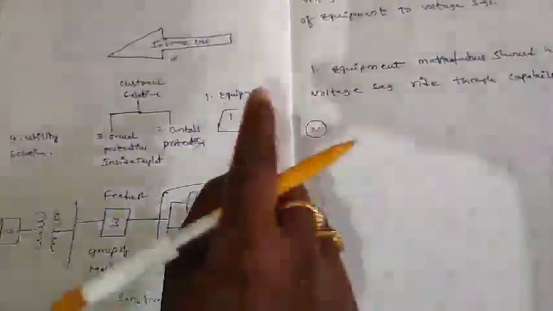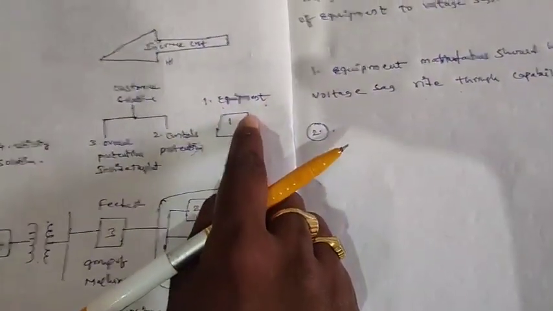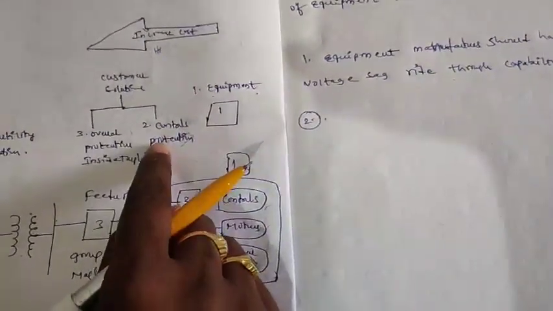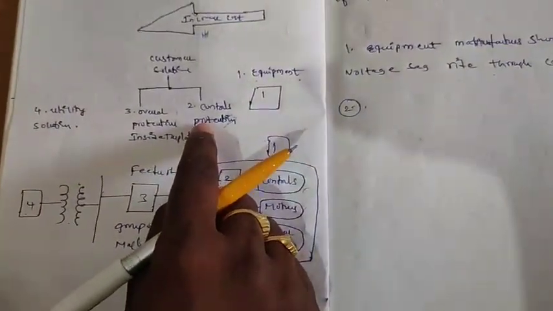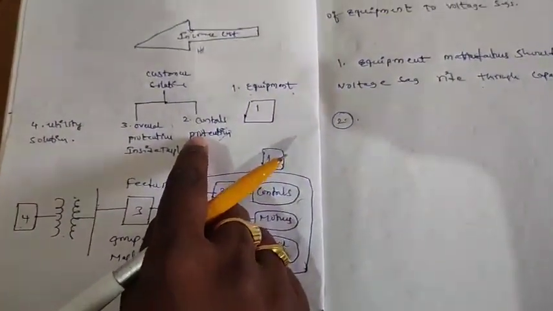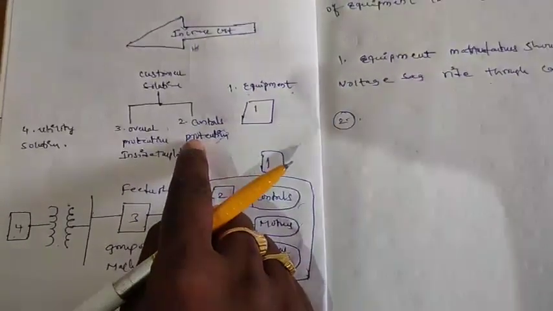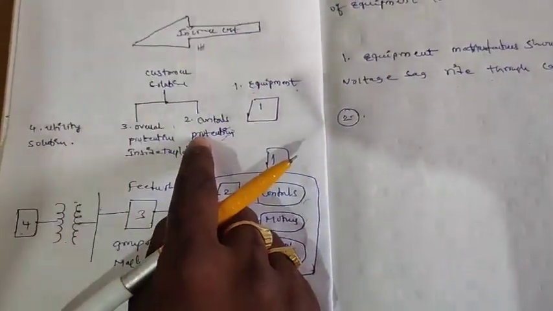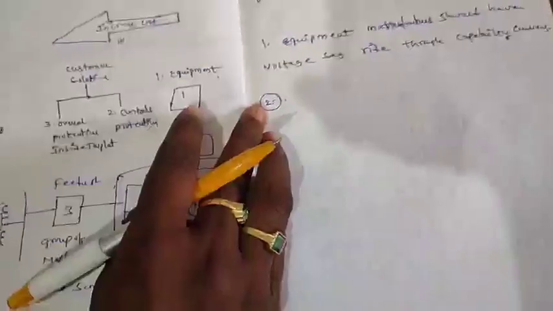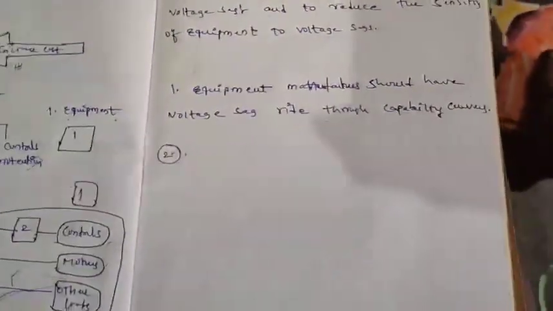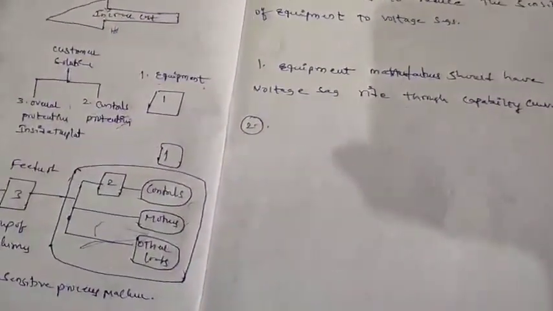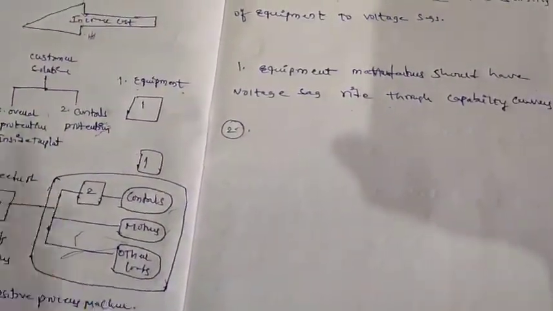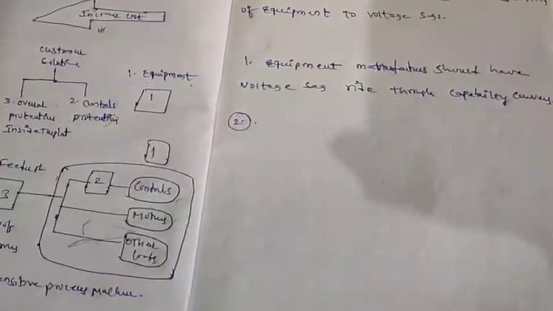Suppose the equipment is 1 crore and the protection is 20,000. So for 1 crore equipment, 20,000 for protection, like that we can provide the protection. That is the importance of the equipment. So the equipment should be able to ride through. So this is about the fundamental principle of protection.